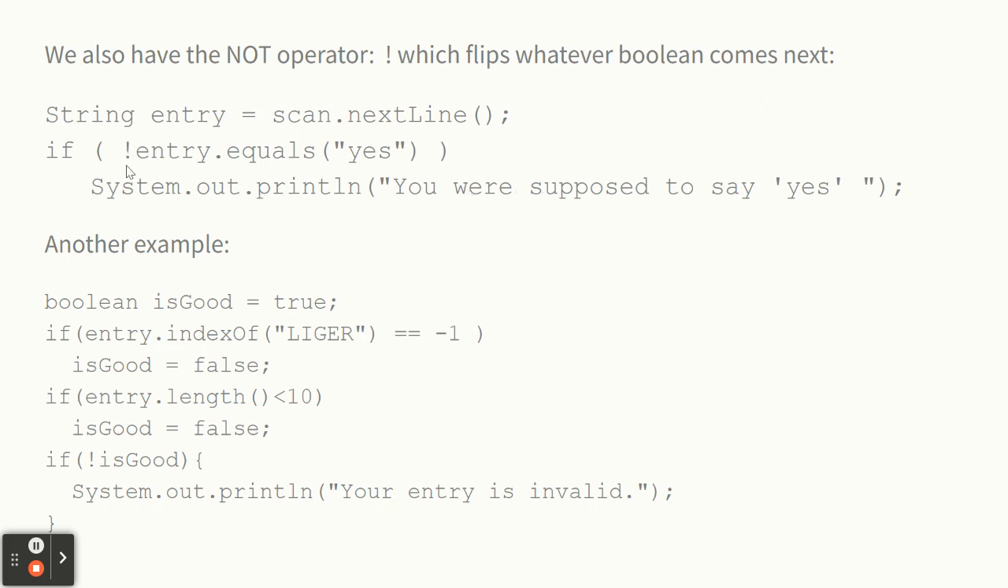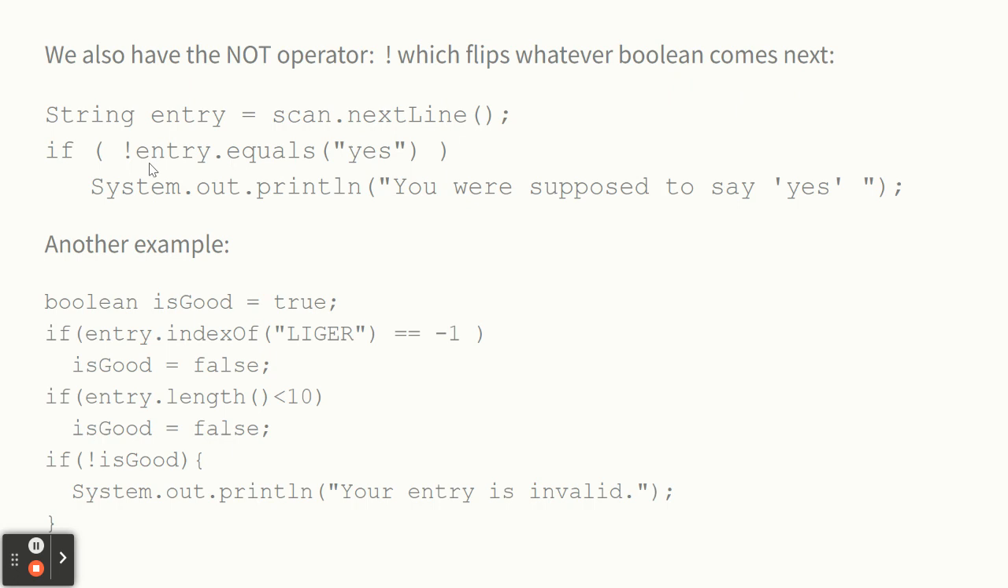So this not, it doesn't take the opposite of entry. It takes the opposite of that expression, entry dot equals yes, and flips it. So if they entered anything other than yes, this would trigger because of the not. But if they did enter yes, that would turn that expression into false.